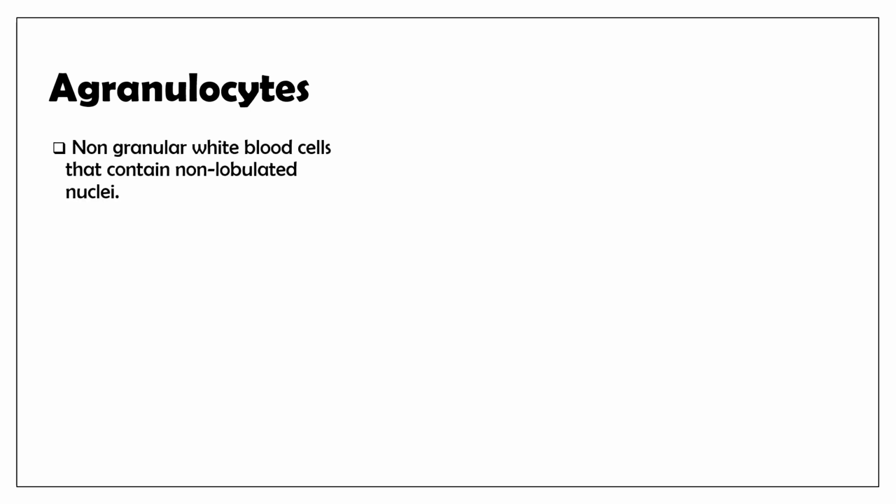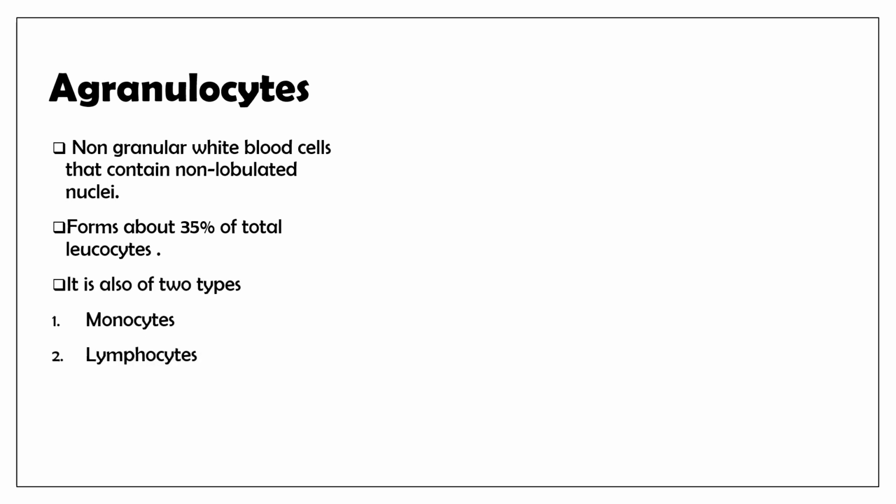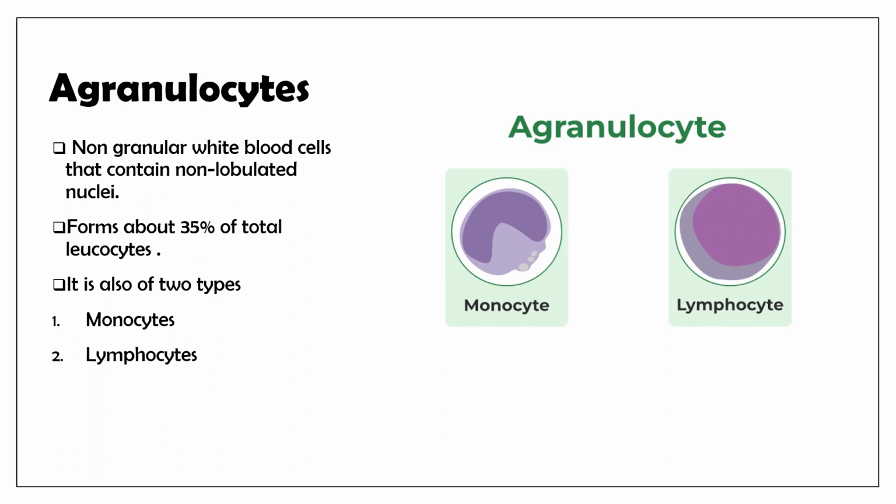Now let's discuss the second type of WBC, that is agranulocytes, which lack granules, and they contain lobulated nuclei. They form about 35% of leukocytes, and they are also of two types, that is monocytes and lymphocytes, as we can see in this image. So let's talk about the monocyte.